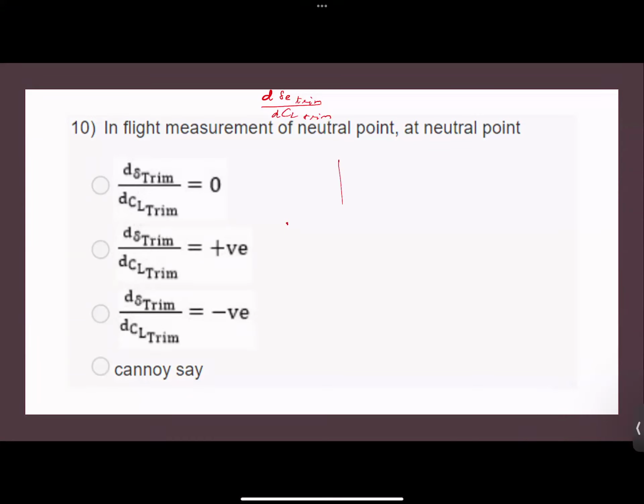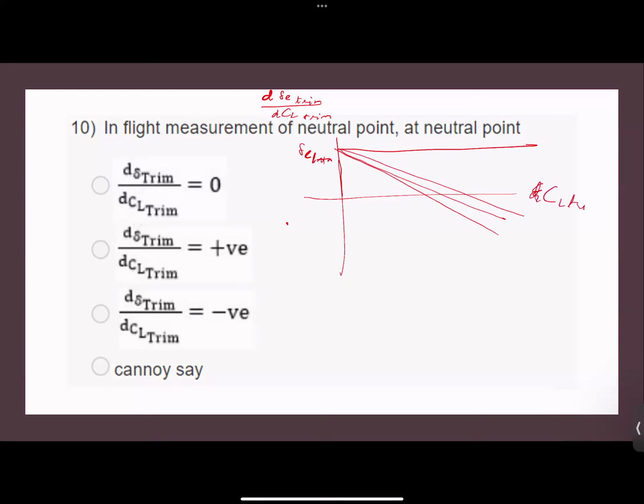So this was the graph. I had just drawn this: as the CG moves closer to the neutral point, the slope keeps decreasing, and at the neutral point it is 0. So this is d delta e trim. Yes, that's the first one. This is at neutral point.